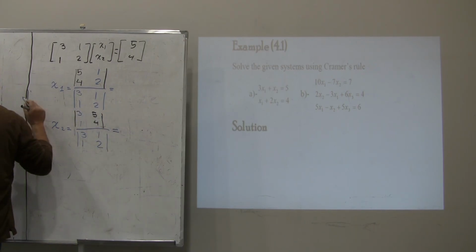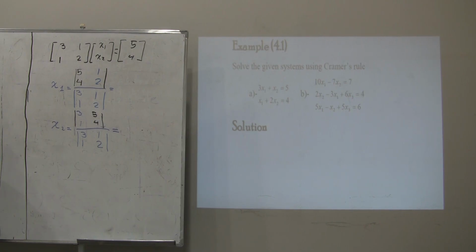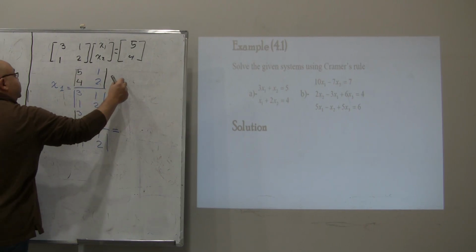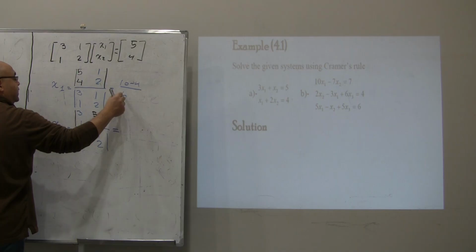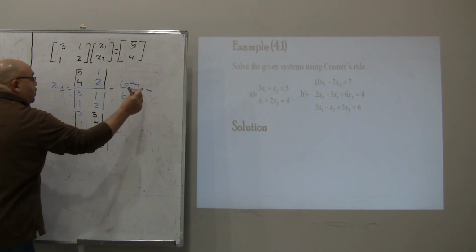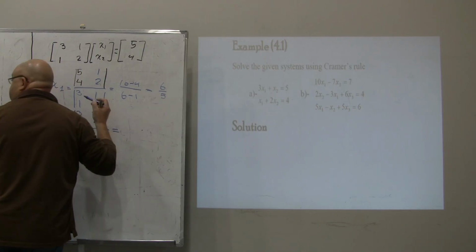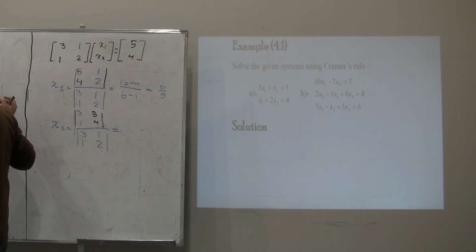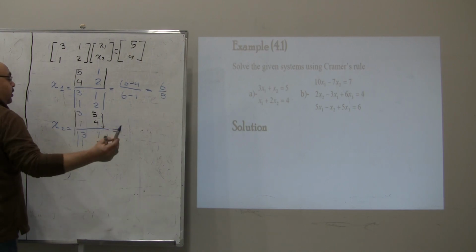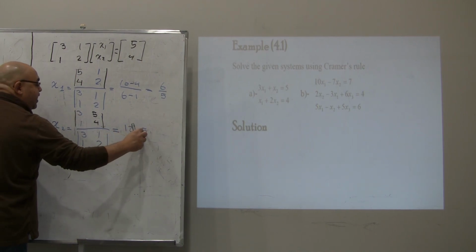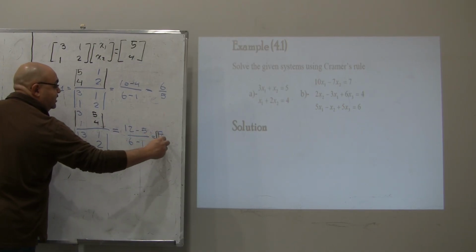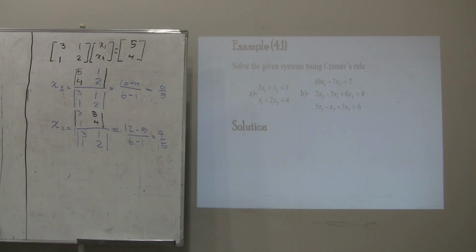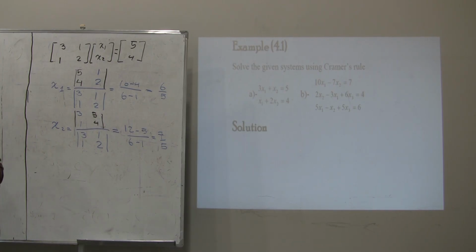Now I can evaluate the values of x1 and x2. See how simple it is. It's going to be 5 times 2, which is 10, minus 4, divided by 3 times 2, which is 6, minus 1. So it's going to be 6 over 5. That's the solution for x1. I will do the solution for x2. Let's do it together. 3 times 4, 12, minus 5, divided by 3 times 2, which is 6, minus 1. So you will end up having 7 over 5. Can you see how simple it is? This is how to solve a 2 by 2 system of equations.